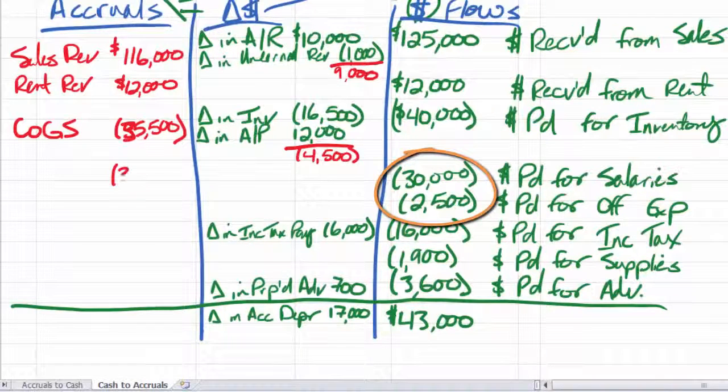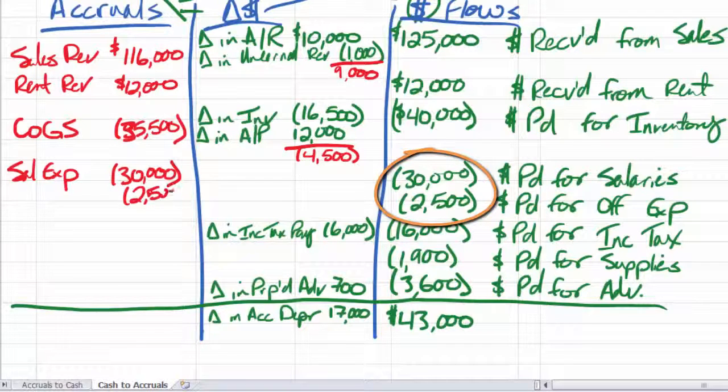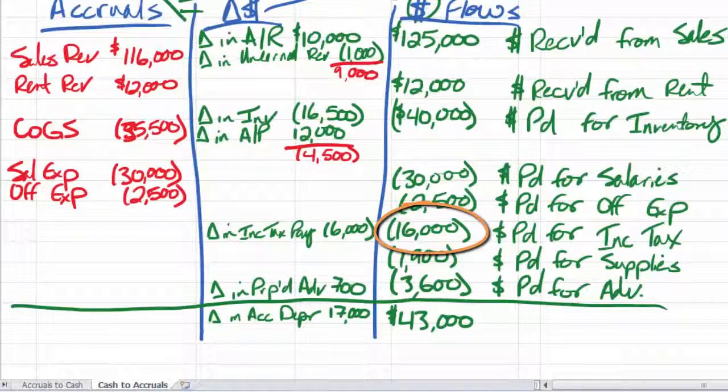Next then, let's see, cash paid for salaries and cash paid for office expenses, they don't change. So let's see here, 30,000 salaries expense and 2,500 office expenses. Taxes did change. Let's see, negative 16 minus a negative 6 is 10,000 negative.